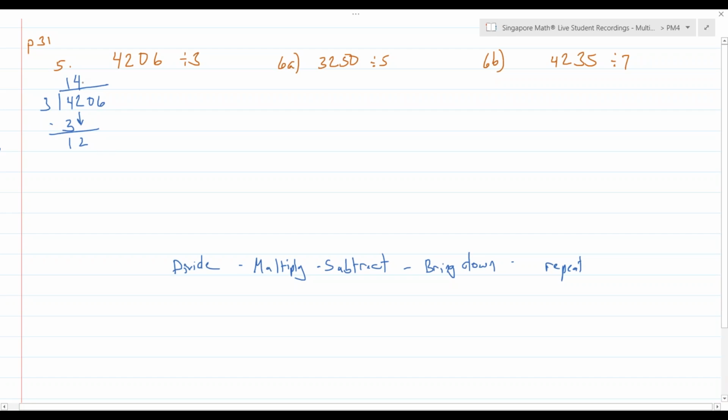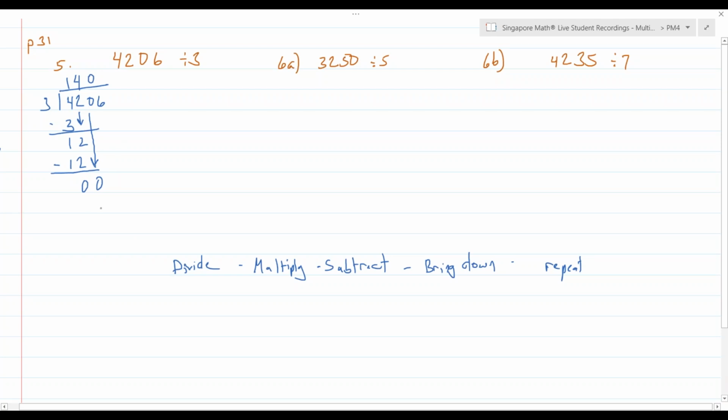Now I'm going to multiply. 4 times 3 is 12. Then I'm going to subtract. 12 subtract 12 is 0. I'm going to bring down the 0. Now this looks kind of funny. 0 divided by 3, if I have 0 pieces of candy and I want to share it among 3 friends, everybody gets 0 pieces. That's 0 divided by 3.